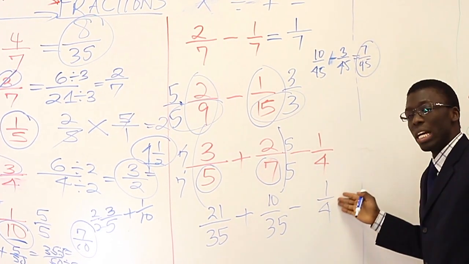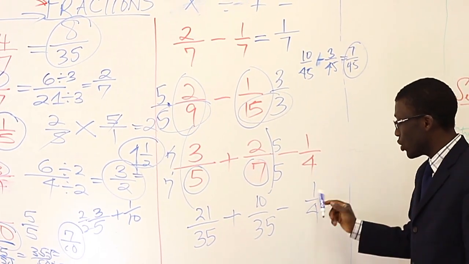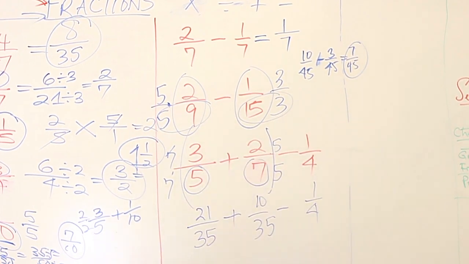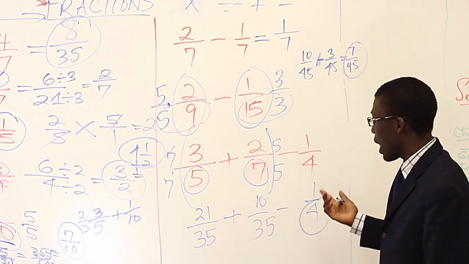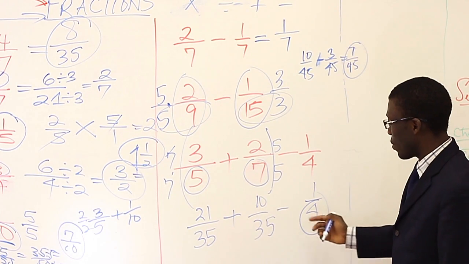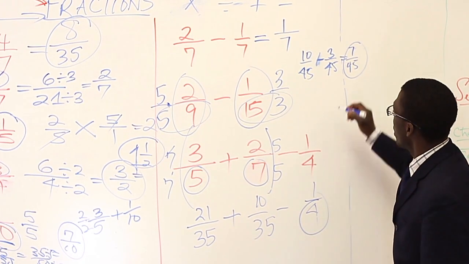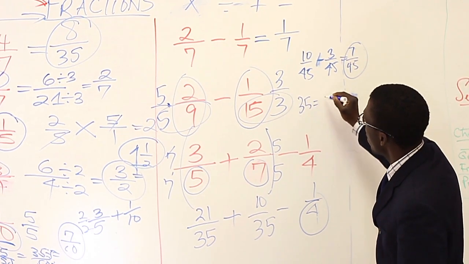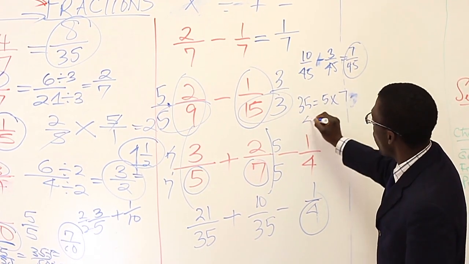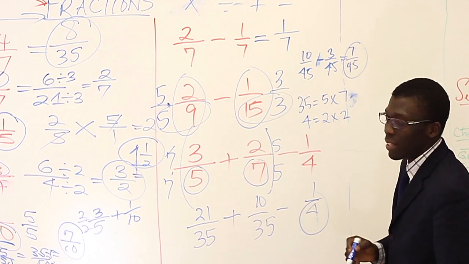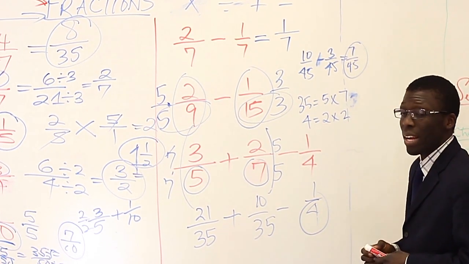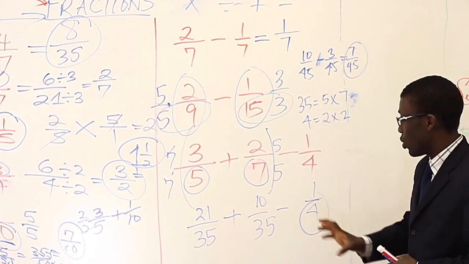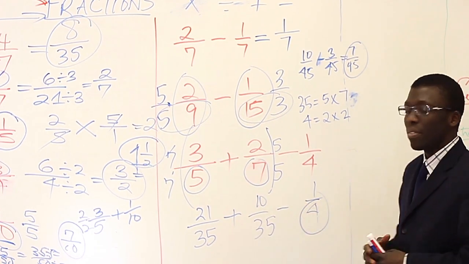But we can actually change the 4 such that it has a common denominator. And how do we do that? We look at 35 and 4, we break down the numbers. 35 is equal to 5 times 7, and 4 is equal to 2 times 2. The LCM of 35 and 4 is actually 140. So you would change it so that they all have 140.